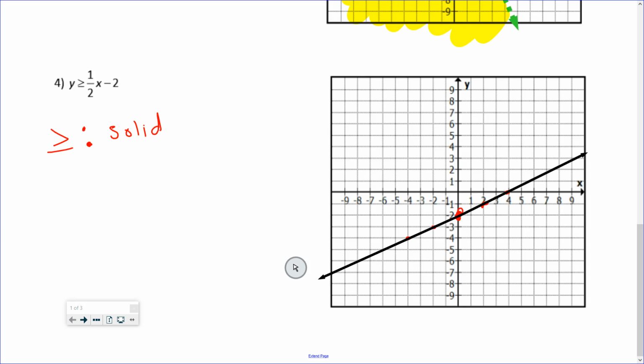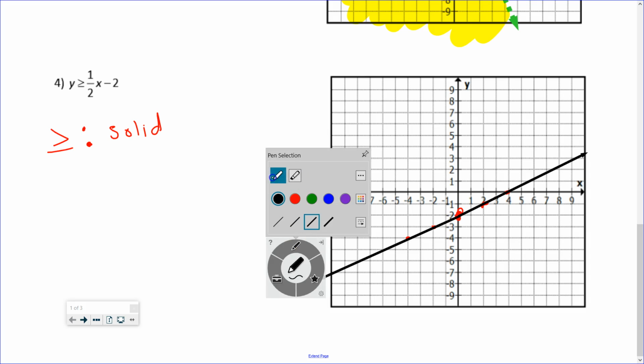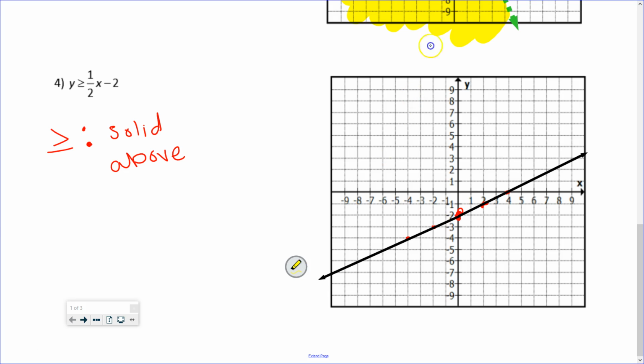Okay. And which way are we going to shade? On top. Why are we going to shade on top? Because if it's greater than, we are going to shade above our line. Yes. So it's going to be all of this.